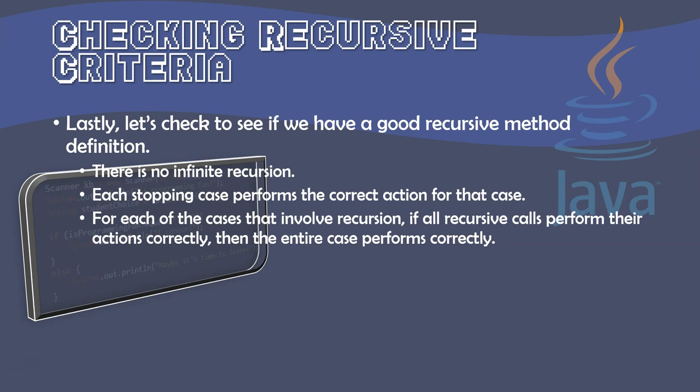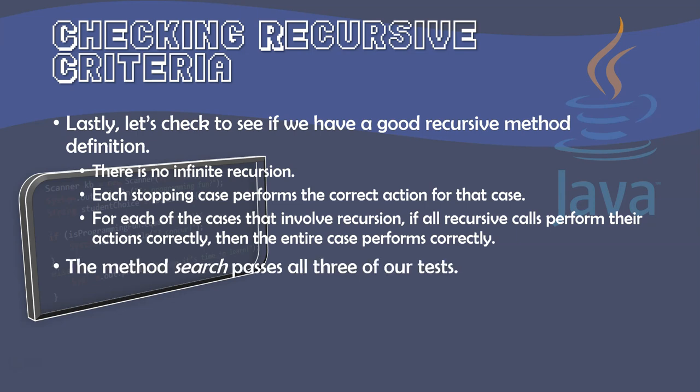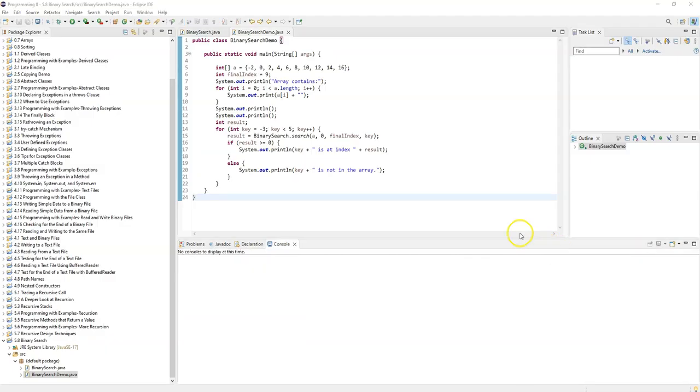Particularly the last thing we had addressed, if we remember, was looking to see if we had a value that wasn't in the list, which would cause some infinite recursion. So the method search, of course, passes all of these tests. And let's go ahead and take a look at those examples of what that binary search actually looks like.